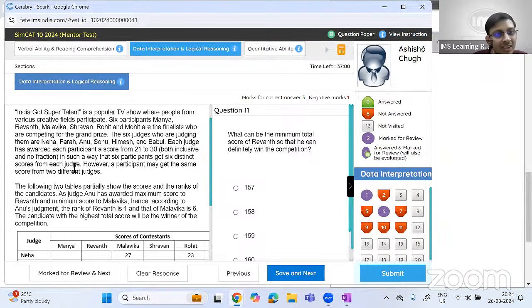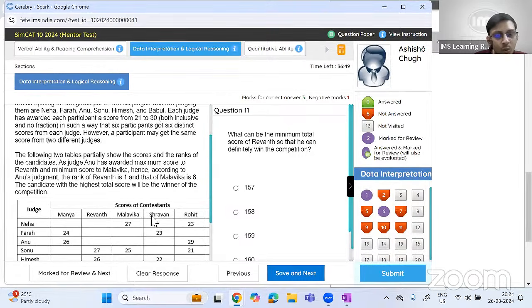Okay, so each judge will give the 6 participants 6 different scores, but one participant might get the same score from 2 different judges. The following 2 tables partially show the scores and ranks of the candidates. Judge Anu has awarded the maximum score to Revant and the minimum score to Malavika. According to Anu's judgment, the rank of Revant is 1 and Malavika is 6. The candidate with the highest total score will be the winner. Okay, let's see the tables.